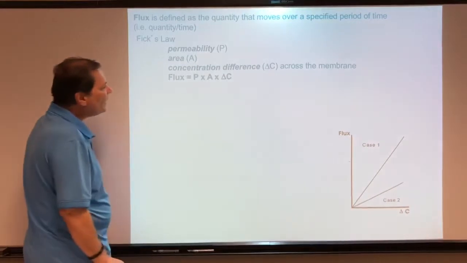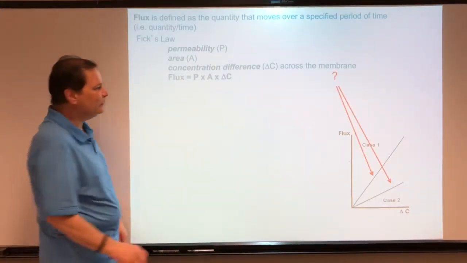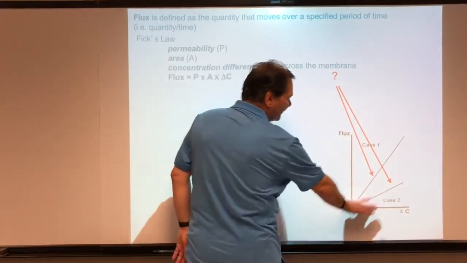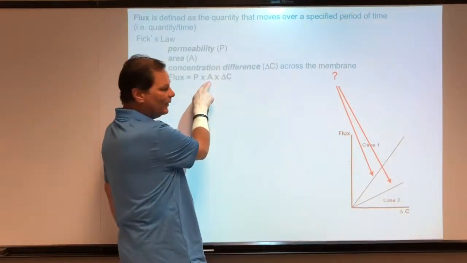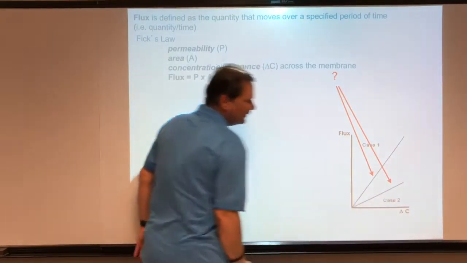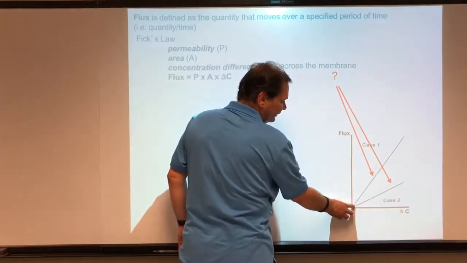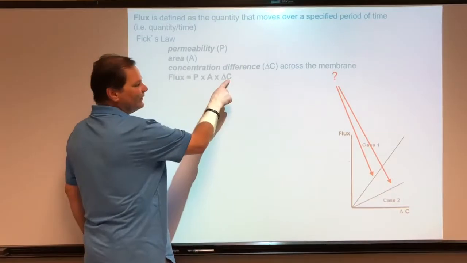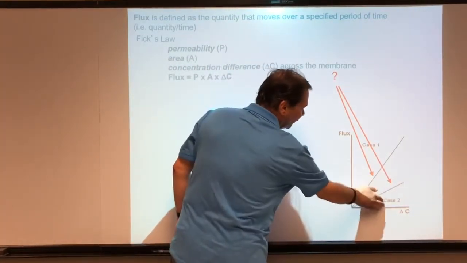So I have two membranes here. They're the same area. Okay, so area is the same in both membranes. I have the flux on the y-axis, and I have the concentration difference on the x-axis. And you'll notice that as the difference in concentration across the membrane goes up, the flux goes up. That's this. So the higher the difference in concentration, the higher the flux in both cases.